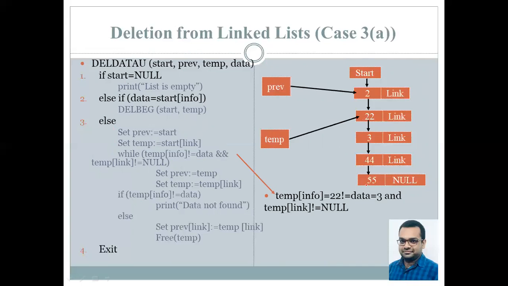Now temp's info is 22, which is not equal to data. So this not equal to condition is true, and temp's link is not equal to the null. This not equal to condition is also true. So both these conditions of the while loop are true.